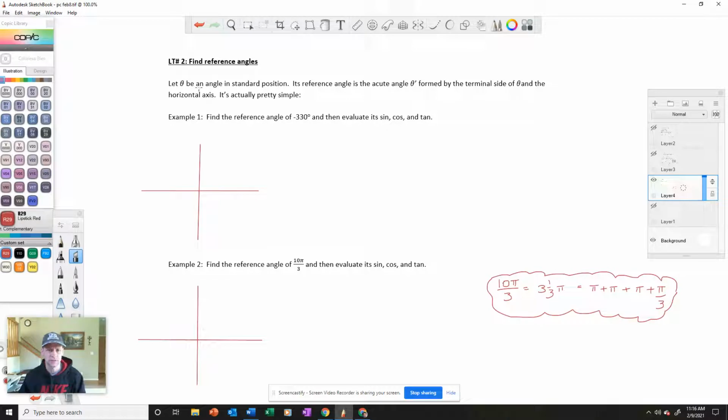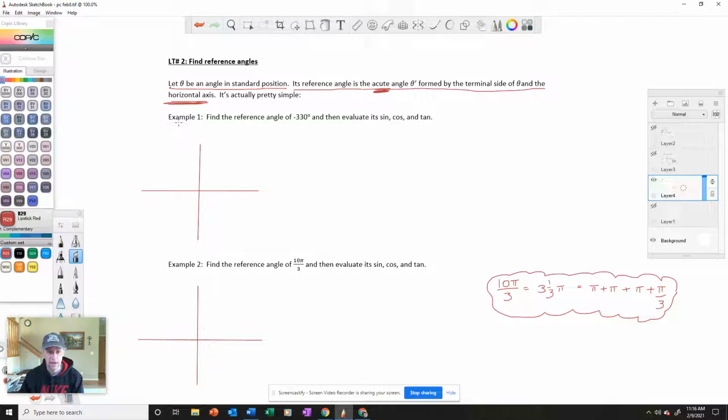So let's start with this. First of all, a definition. Let theta be an angle in standard position. The reference angle is defined as the acute angle theta prime formed by the terminal side of theta and the horizontal axis, aka the x-axis. It's actually very simple. So let me give you two examples.